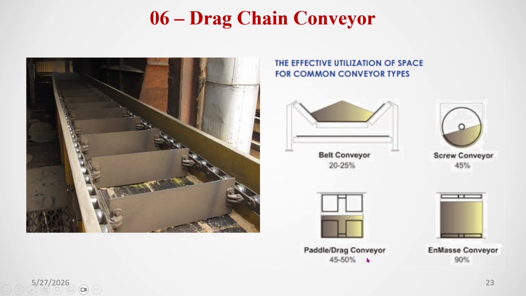And for the paddle type drag conveyor, it is 45 to 50%, because half the portion will drag and half the portion will hang while returning. So you cannot fill it fully; only half the portion of the casing you can use. And for the en-masse conveyor, 90% material transport is possible. We'll show them one by one.